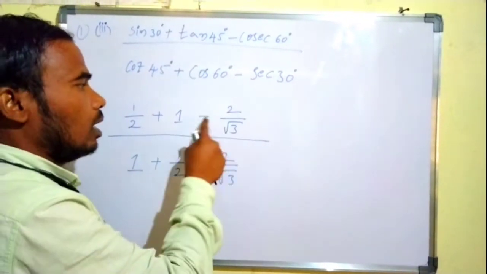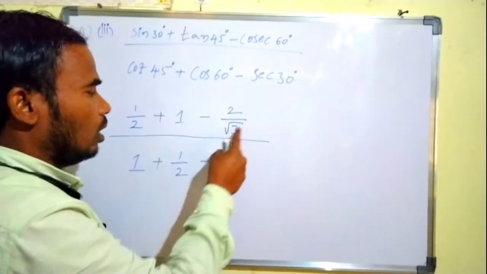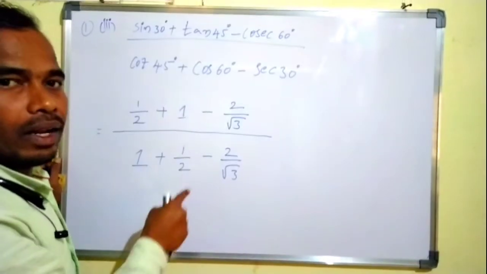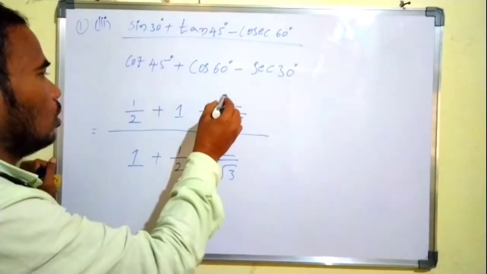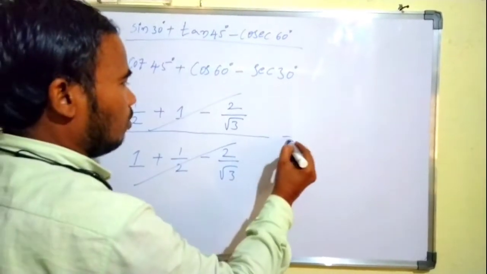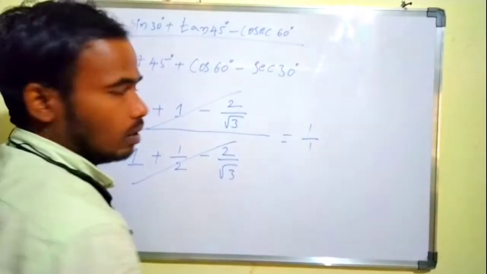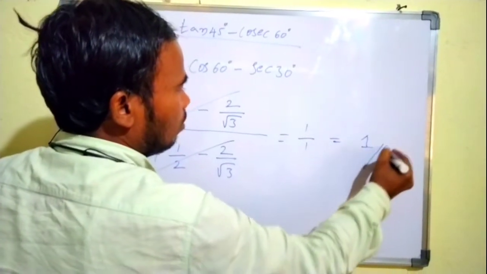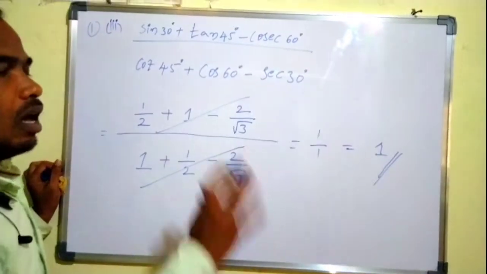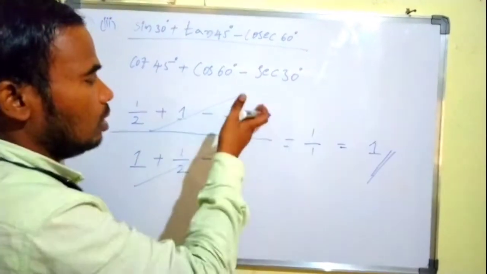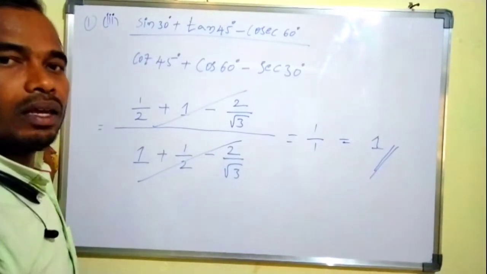Next, the numerator has minus 2 by root 3, and the denominator also has minus 2 by root 3. The numerator and denominator are the same, so they cancel. Finally we get 1 by 1, which means the answer is equal to 1. So this is the answer. It is a slightly tricky question, but if you know these values, this problem is very easy.